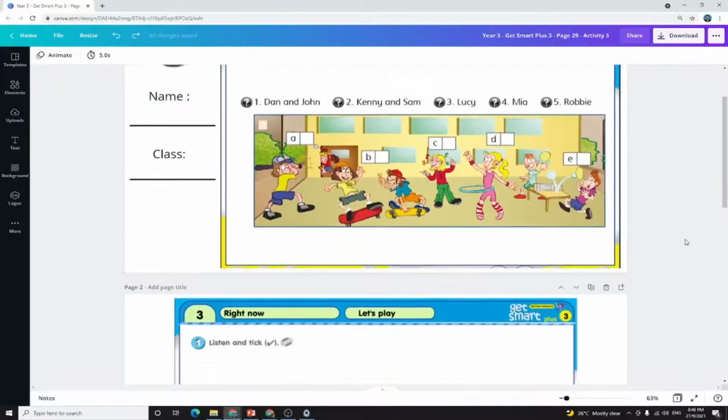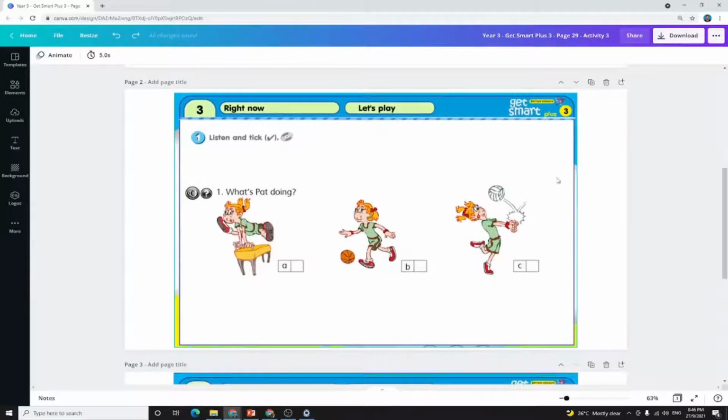Okay, for the next one here, you are going to listen and tick. You have listened to the audio before this, and you have to tick it now. So let's say your answer is A, you put the tick here. If your answer is B, you put the tick here. And if your answer is C, you put the tick here. You have to choose only one picture out of 3. There will be only one correct answer. It's either A or B or C.